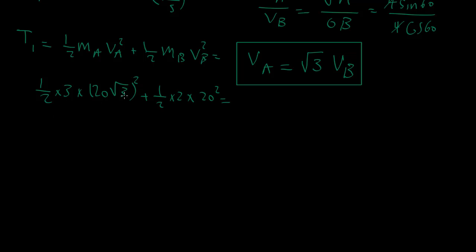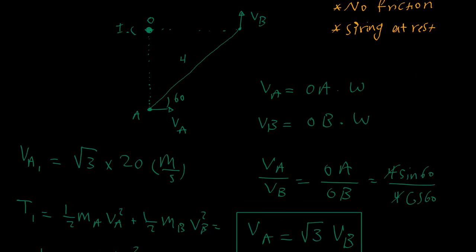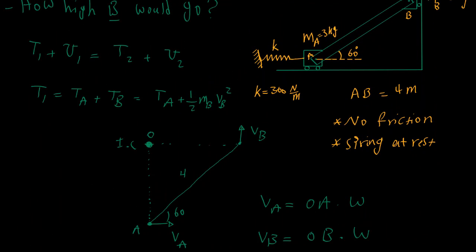So this is easy to calculate. This would be 3, this would be 400. 400 times 3, that's 1200. 1200 over 2, that's 600. 600 times 3, that's 1800. Plus, here we have 400, 800, and 400. So this is 2200. And we know that the dimension of energy is joule. So that's T1. Let's figure out U1 also.